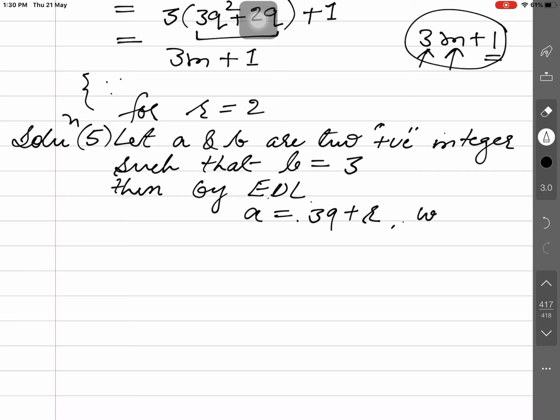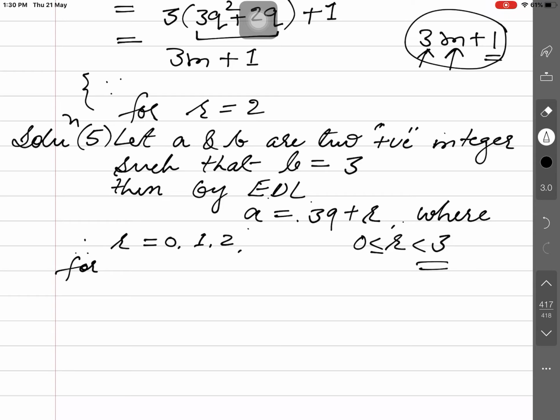Where r is greater than or equal to 0, but always less than 3. Is that clear or not? So further what can we do? Yes, go on. Therefore r can be 0, 1, 2. Again same here, 3 cannot be taken. So for all values of r, 0, 1, 2, a will be a positive integer. So directly you can write down here.